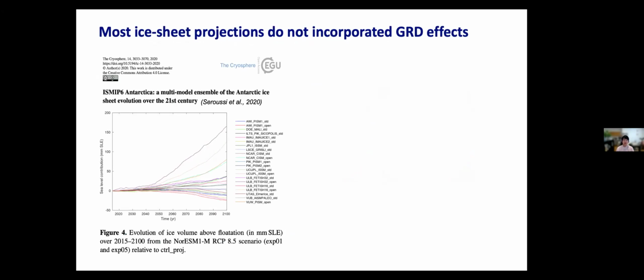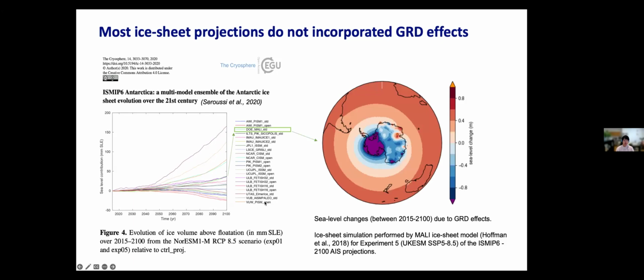As I mentioned, because GRD effects have historically been considered important for long-term paleo timescales, ice sheet projections so far have mostly not incorporated GRD effects. This is the ISMIP6 Antarctic multi-model ensemble projection for the next 100 years, over the 21st century, by Seroussi et al. in 2020. This is the very first version of the ISMIP6 project, and these are the participating ice sheet models. I think none of them included GRD effects or any form of solid Earth adjustment, so all the bedrock was fixed.